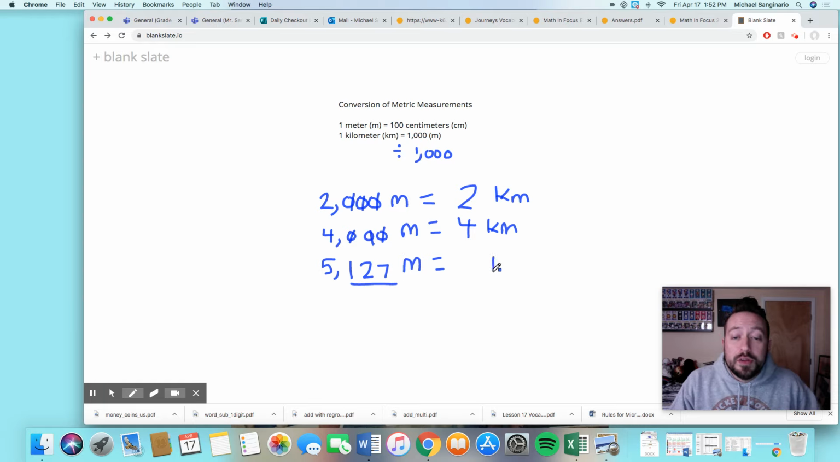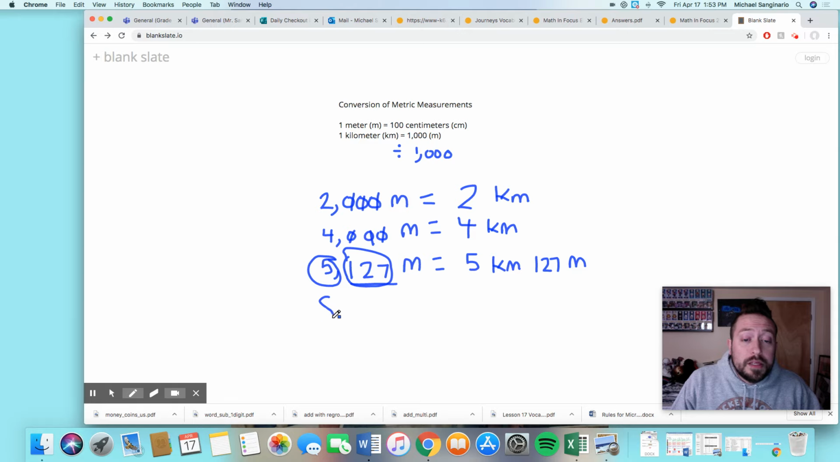So we're going to end up with a kilometer and a meter, okay? So we know that 5,000 meters would be 5 kilometers. So that 5 is going to go into kilometers. The leftover 127, that's going to be your remaining meters. Done.